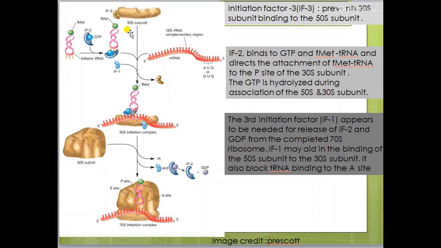So the first role of initiation factor 3 was keeping the 30S subunit from binding to the 50S subunit, and once initiation factor 3 was removed, the chances of binding of the 30S subunit with the 50S subunit increase. So this is what we have to talk about for the initiation of protein synthesis. We'll be talking about the next steps in the coming videos. Thank you for now.